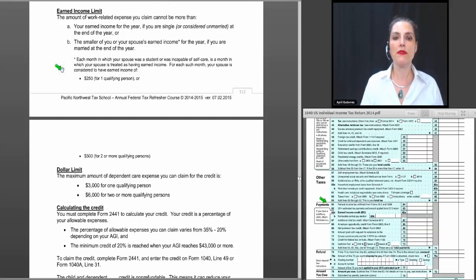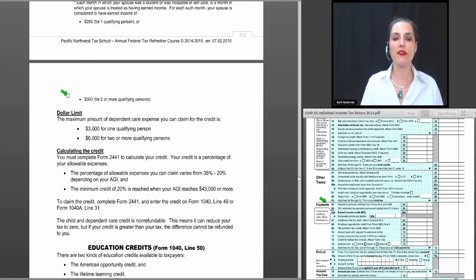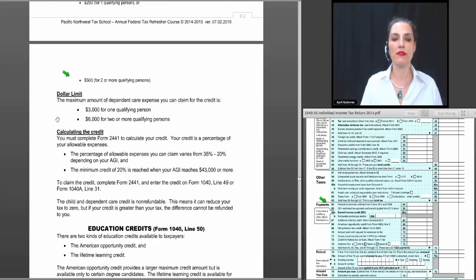But for each month that you are married and your spouse was not working, but they were a student or were incapable of self-care, this is a month where your spouse will be treated as having earned income. For each such month, your spouse will be considered to have $250 of earned income if there is one qualifying person, and $500 if there are 2 or more qualifying persons.